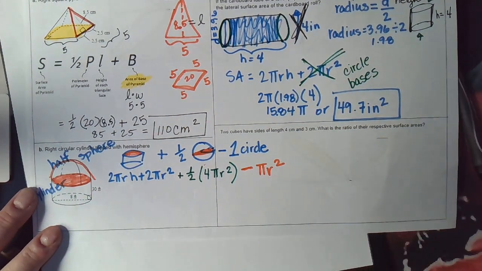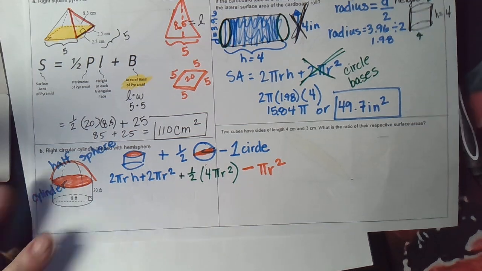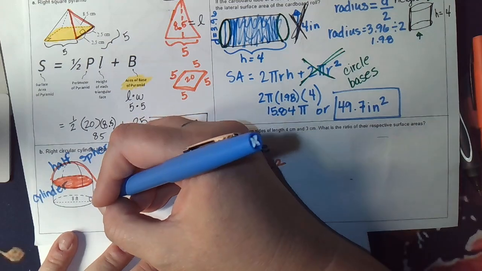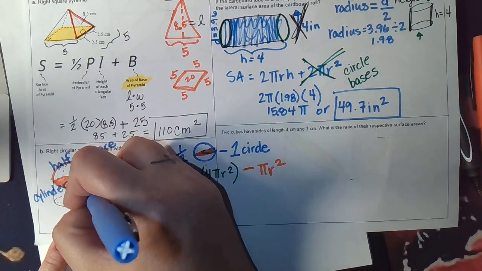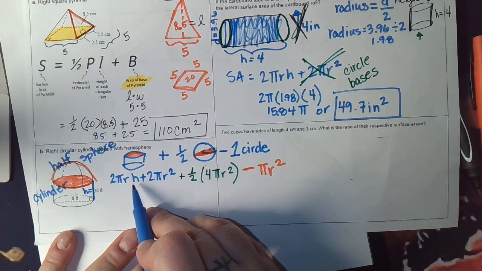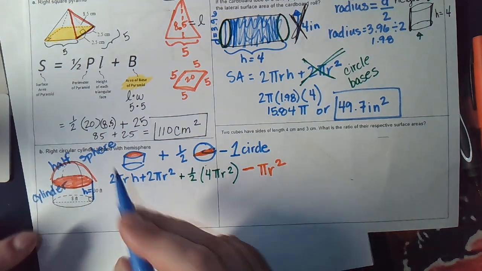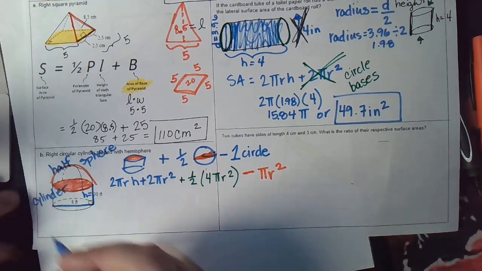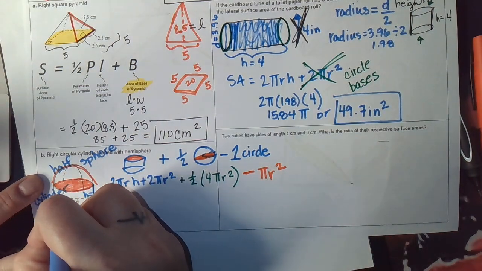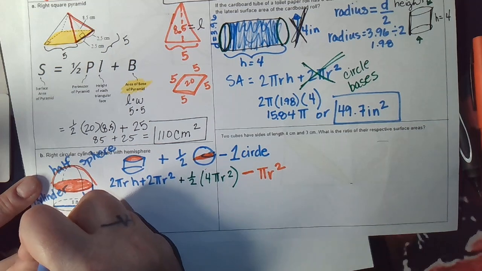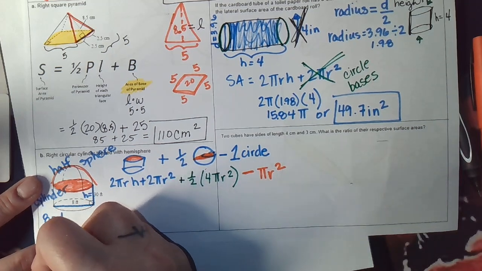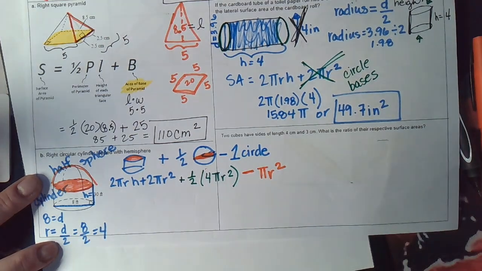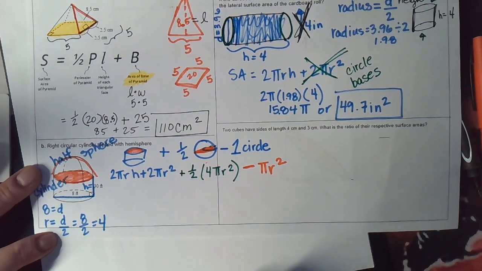Okay, so let's see here. What numbers do we have? We know our h is 30. So that's the height of the cylinder. On the cylinder, we know all the way across the base is 8. That's the diameter. But to find the radius, you take the diameter and divide it by 2. And so our radius pops out to be a 4.